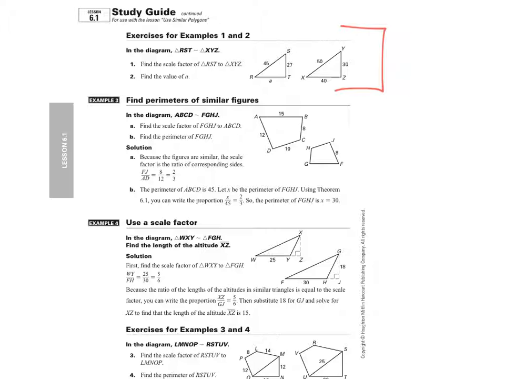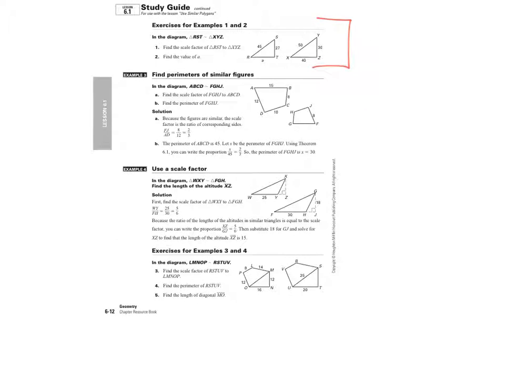Down here in example 4, this would be using the scale factor. You will not have perimeter questions like you did on the quiz. All I'm going to ask you to find are missing side lengths. Any questions on 6.1? All right, and then again, there are the answers.